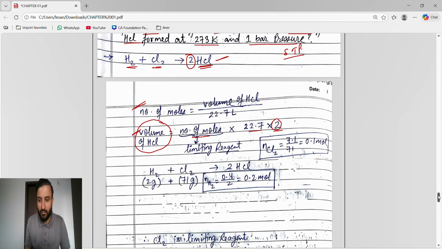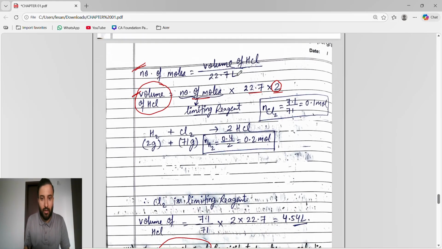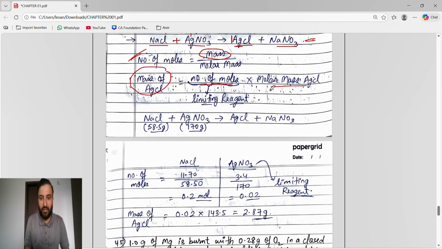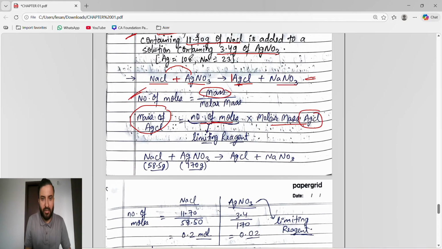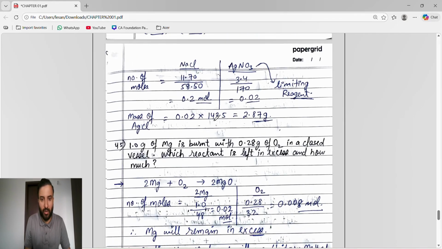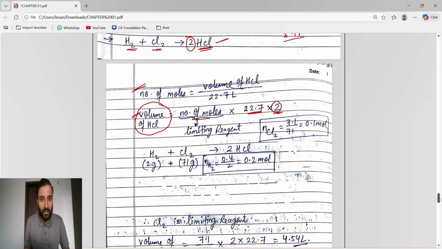Volume we get as 22.7 into 2. That's very easy. Here also, guys, the molar mass of AgCl we will know. AgCl they had already given here. Ag is 108, Cl is 35.5. When you add, you will get the molar mass of AgCl as 143.5. That is done. Easy.